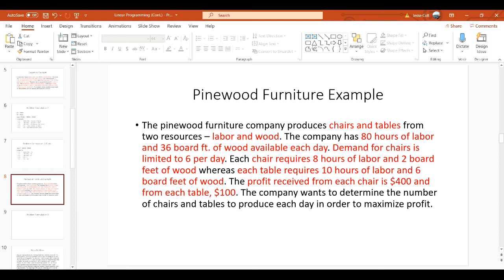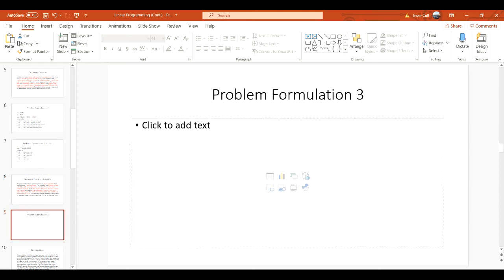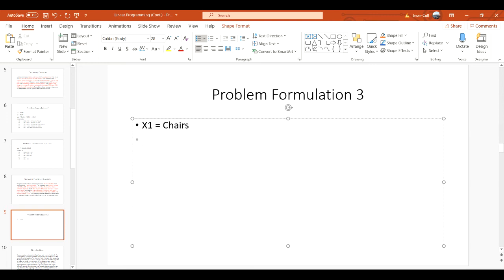How many chairs do we produce? How many tables do we produce? So x1 equals chairs, x2 equals tables. That's what we've done so far.